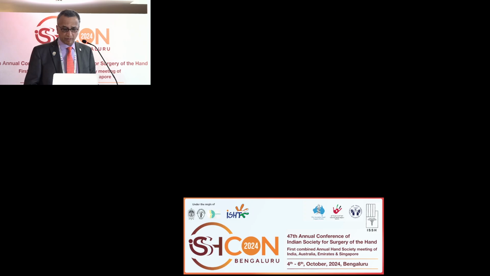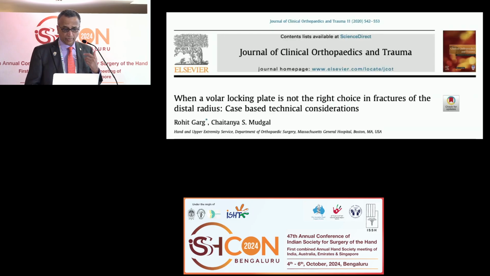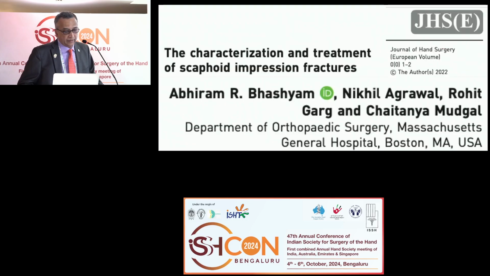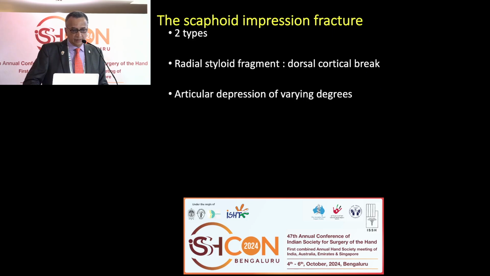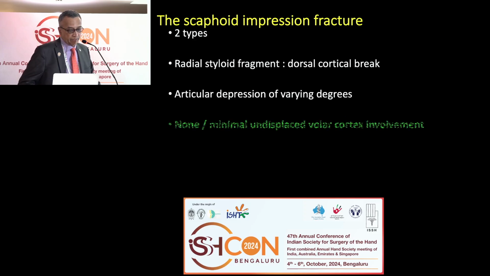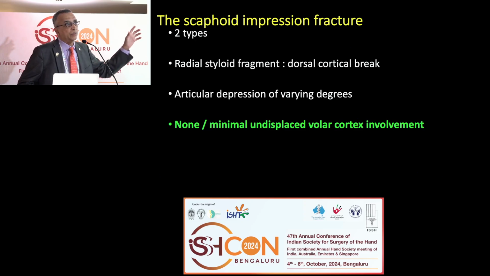The feature of this particular fracture is this. This is something that we wrote about, when not to use a volar locking plate. And this fracture is what we published as the scaphoid impression fracture. The previous description of this fracture was a case report from the late 80s. What you see is a radial styloid fragment, a dorsal cortical break, and articular depression of varying degrees, but almost no involvement of the volar cortex. So if you were Willie Sutton and this was the bank, the money's sitting on the top. So that's where I would go.